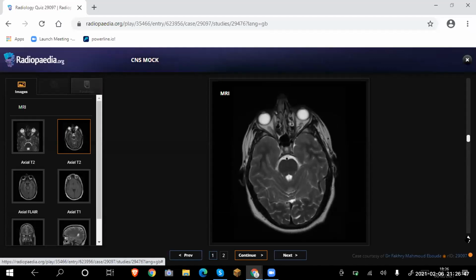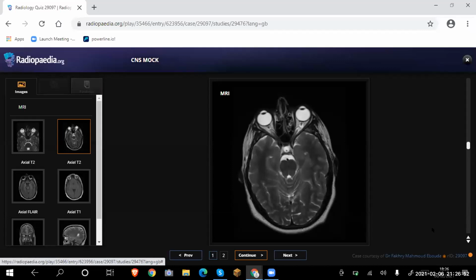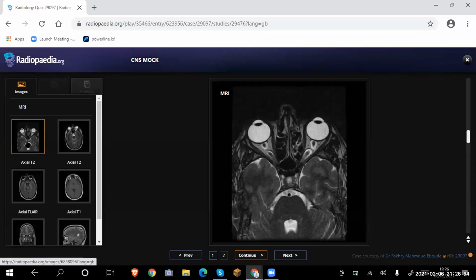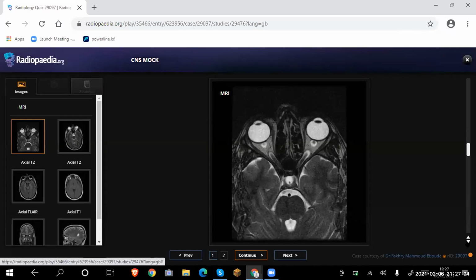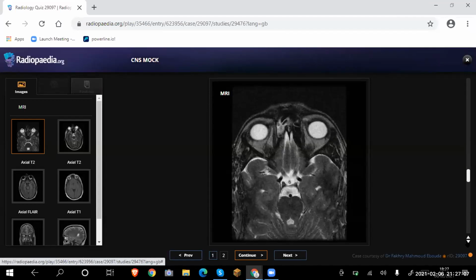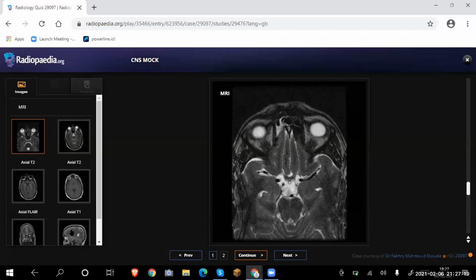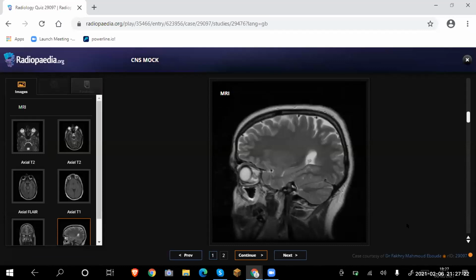Now came to the orbits. I think there is some tortuous optic nerves. Here the optic nerves look tortuous, and there is increase in the subarachnoid space surrounding the optic nerves. Even the sella turcica looks more prominent here, and the cisterns are prominent. So I would go further with the sagittal one, maybe it helps in this matter.